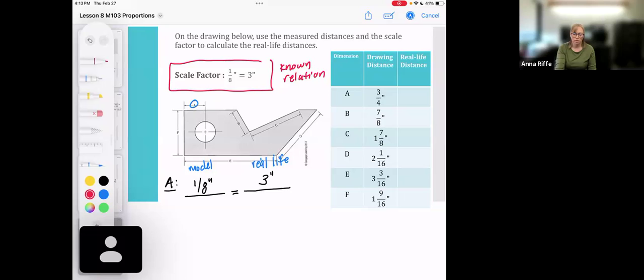So for A, the drawing distance is 3/4 of an inch. So we want to find the real life distance for that. Your calculator can generally handle fractions. We've done a little bit with fractions, but these types of fractions your calculator can also handle. So I'm going to multiply 3 times 3/4, and then I'm going to divide by 1/8. So A is equal to 3 times 3/4, divide that by 1/8.